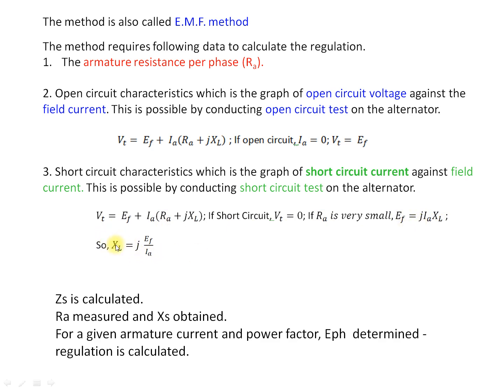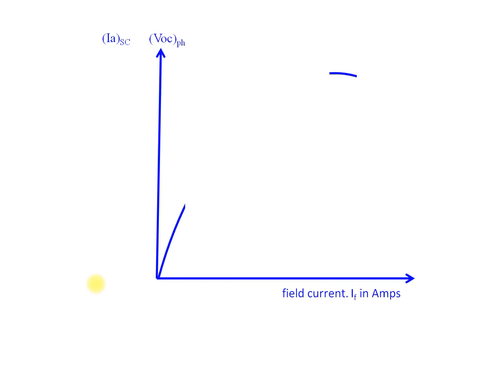So what will be the XL? XL is equal to j EF divided by Ia. Whenever we increase our EF, our Ia will also increase, so the XL value is going to be constant. If we vary these two values, the XL value will also vary, but this variation cannot be exponential, it will be linear, so our short circuit characteristics will be a linear curve, that is, a straight line. That is the thing which we need to keep in mind.